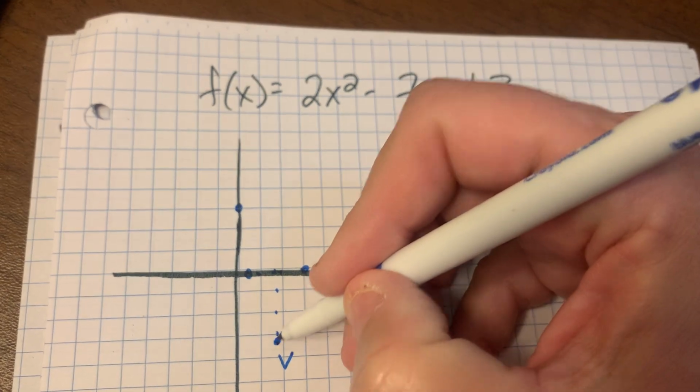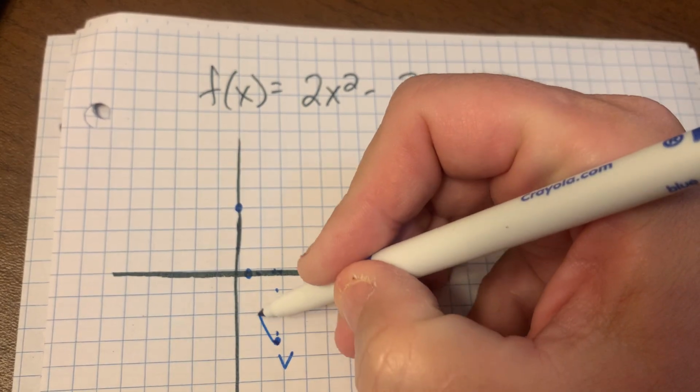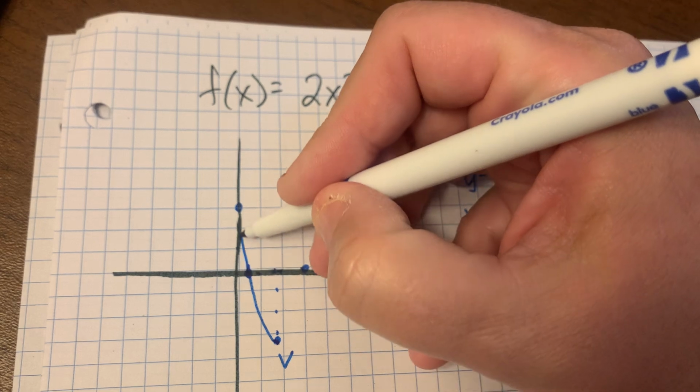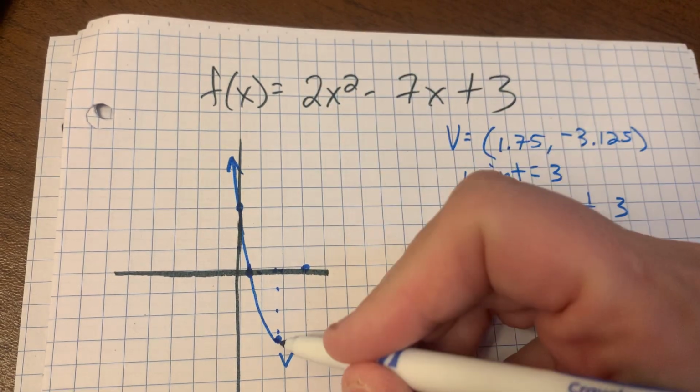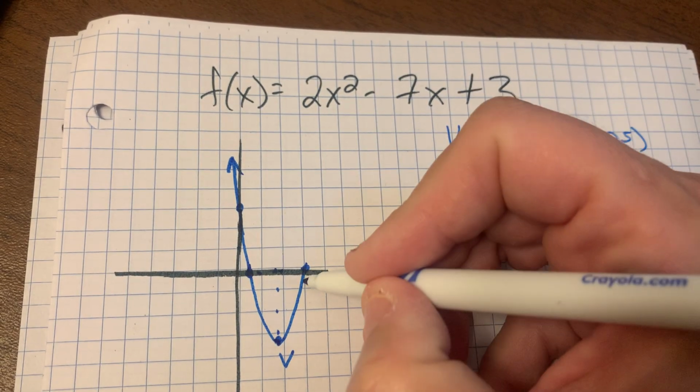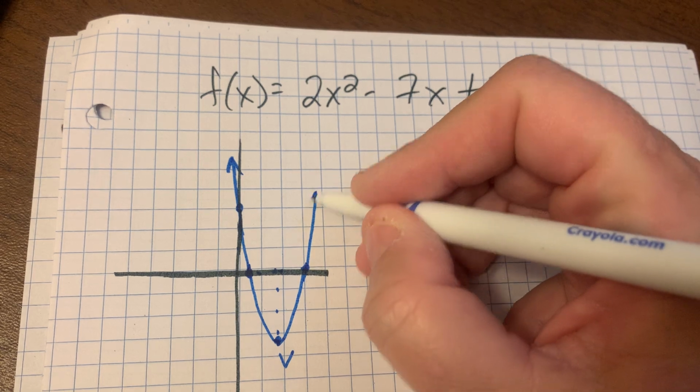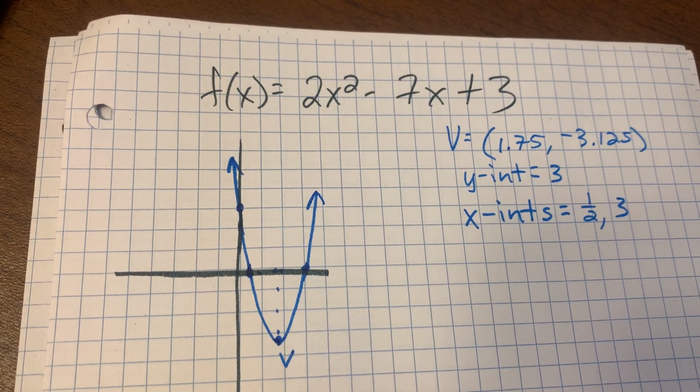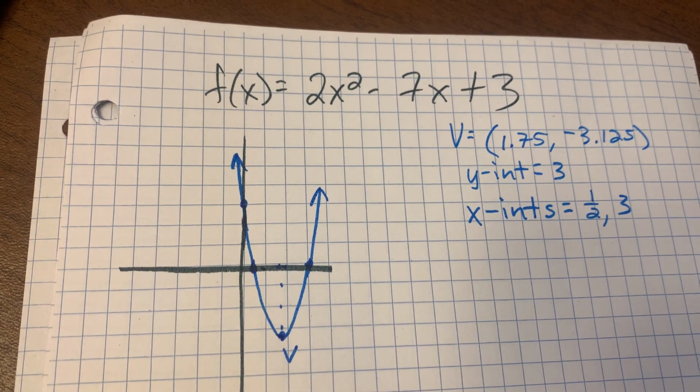Okay. So this thing is going to go like so. Through here. Yeah, that's not bad. And there we go. Okay. So there is our graph. It's a little lopsided looking, but you get the general idea.